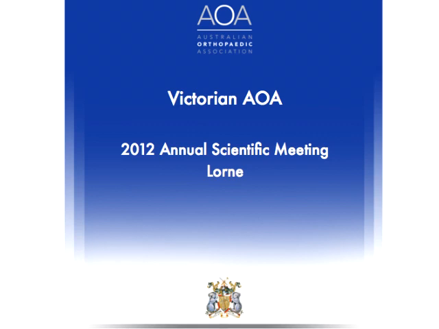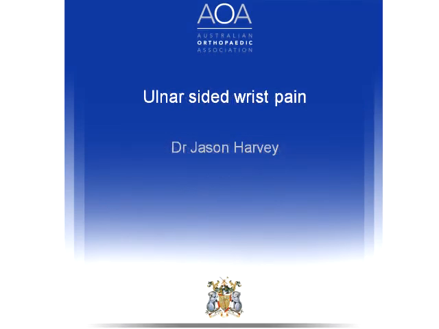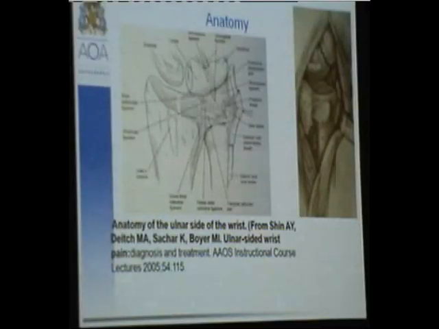What it's not is an extensive literature review or anything like that. It's really just a couple of conditions that I see commonly and the way I like to approach it. So this is a quick differential diagnosis for ulnar-sided wrist pain.